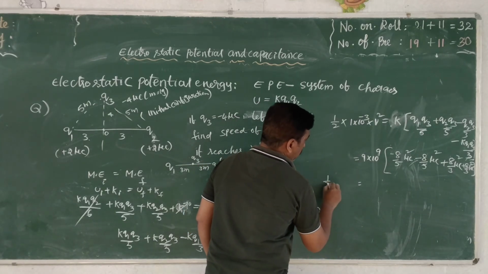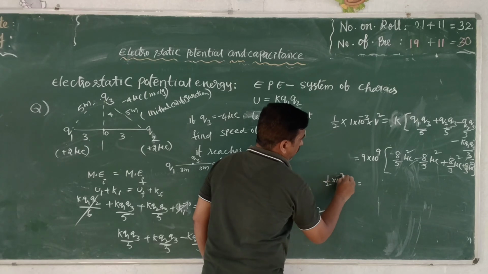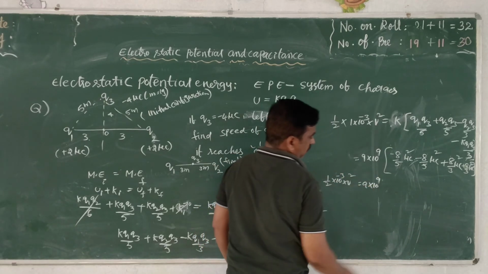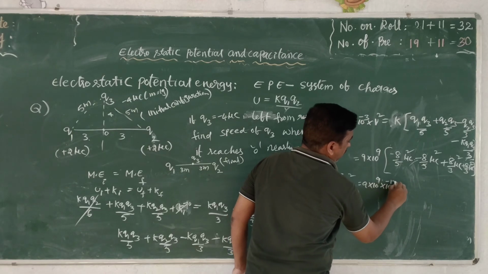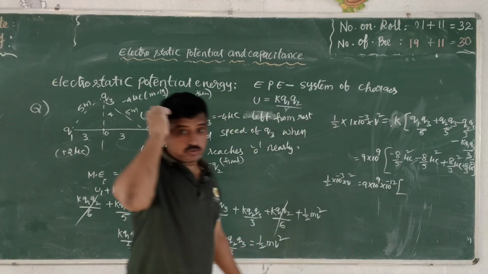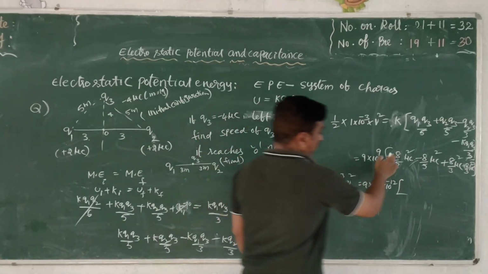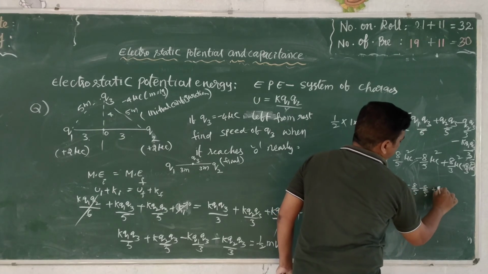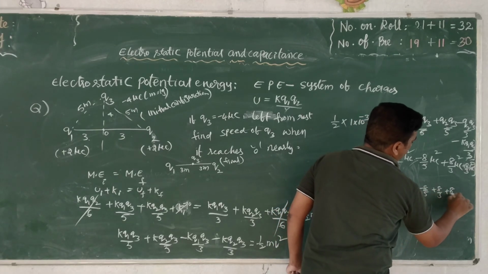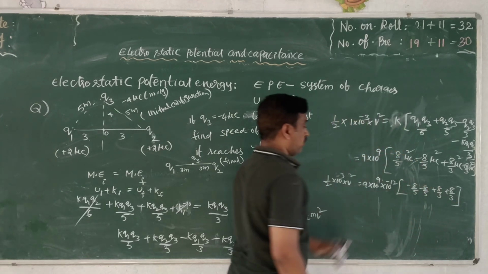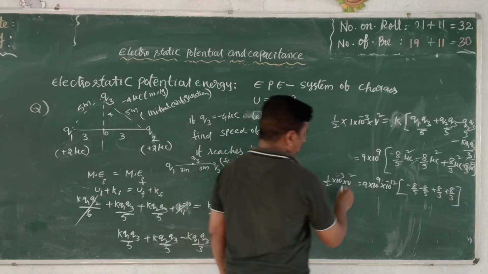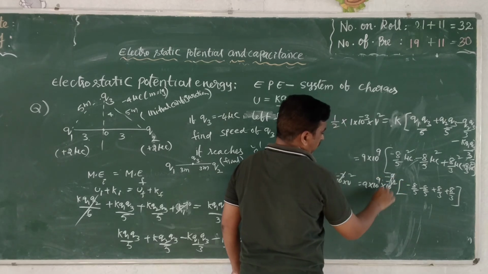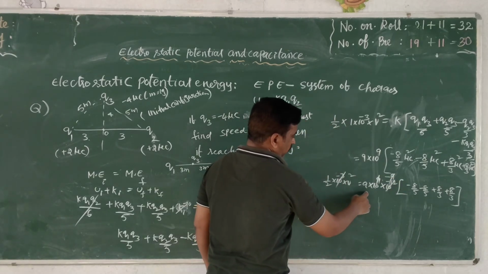See, 1 by 2 into 10 power minus 3 into v square. Here 9 into 10 power 9 into 10 power minus 12 is also common. Why? Because of microcoulomb square. So here minus 8 by 5, minus 8 by 5, plus 8 by 3, plus 8 by 3. Microcoulomb square I also write outside. See here minus 3, here minus 3, remove, means minus 9. This minus 9 and plus 9 cancel. What do we get now here?